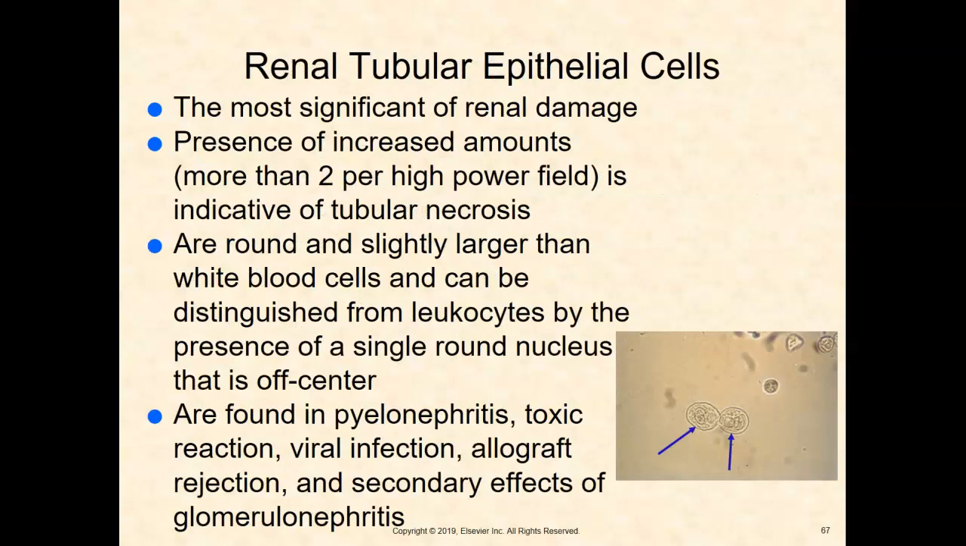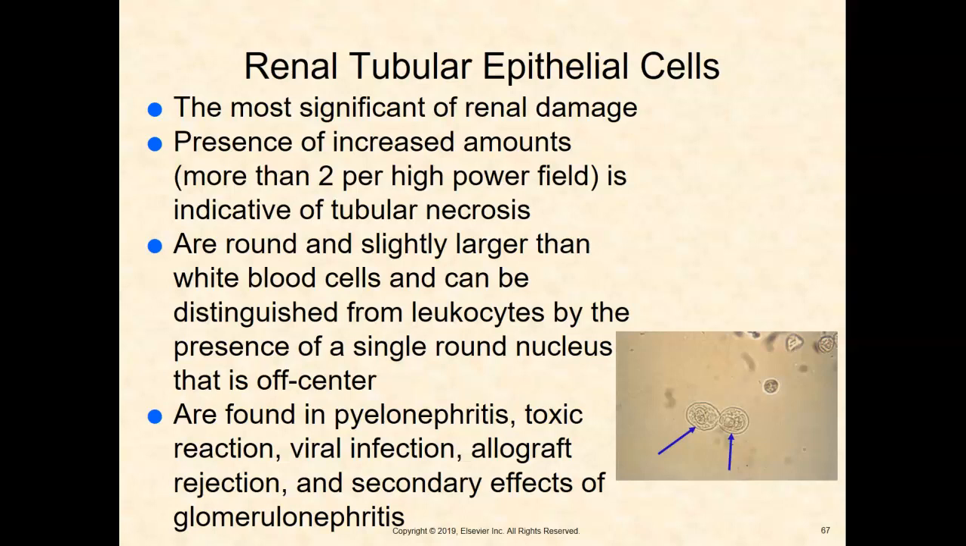So here's a picture of what they look like. They kind of look like fried eggs. They're bigger than a white cell. So there's white cells over here. They're smaller than an epithelial cell. They have kind of a thickness to them. They look very coarse, okay? It can mean renal damage.